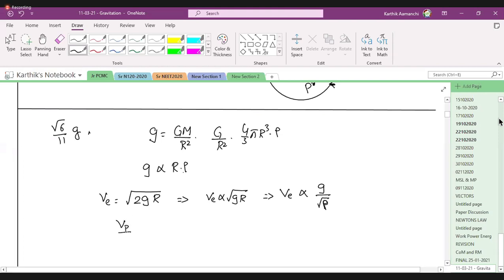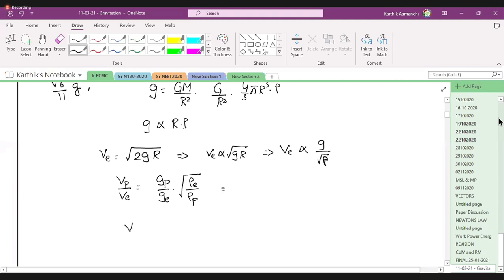So now V of the planet divided by V of the Earth is equal to g of the planet divided by g on the Earth into rho of the Earth divided by rho of the planet. So what is the answer? How much? 3, sir. Escape velocity of the planet is 3 kilometers per second.